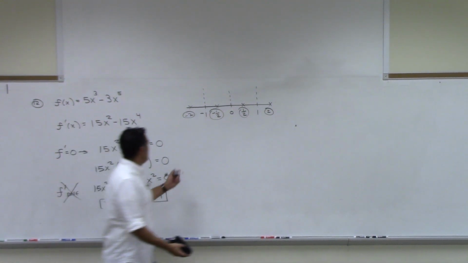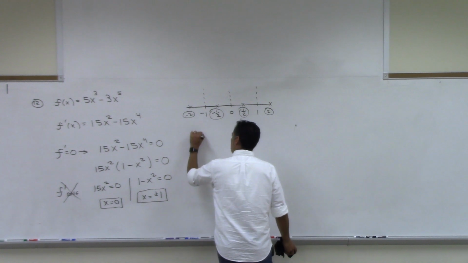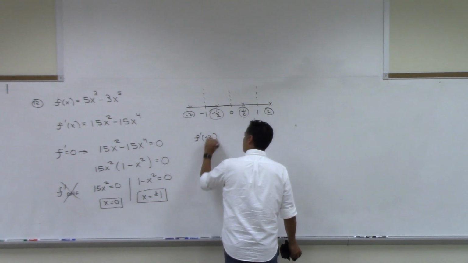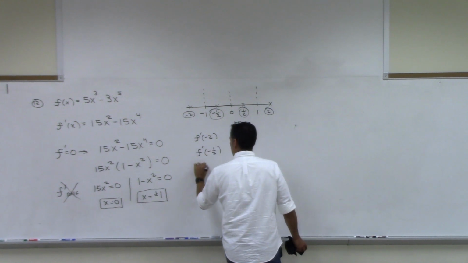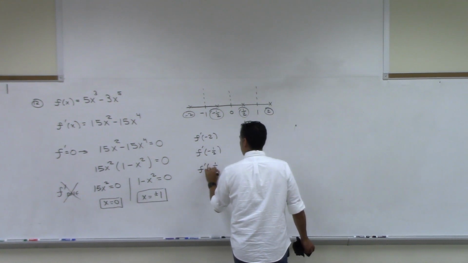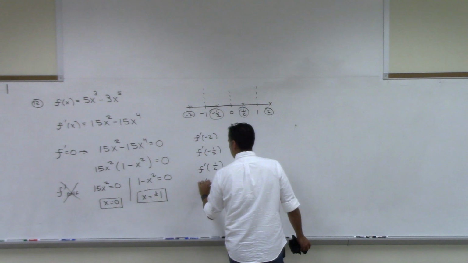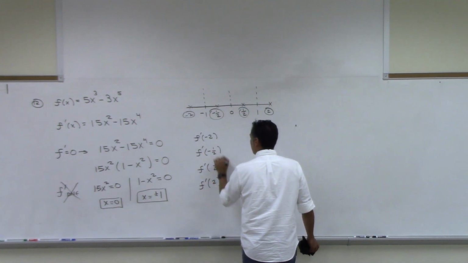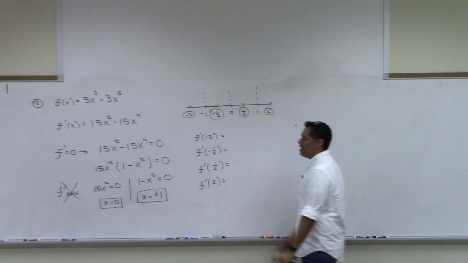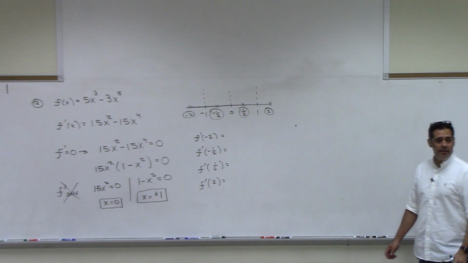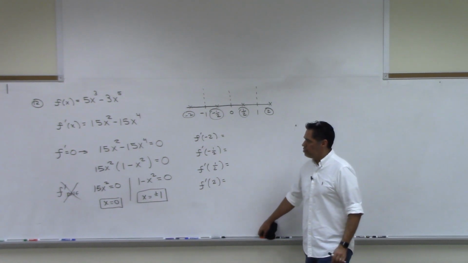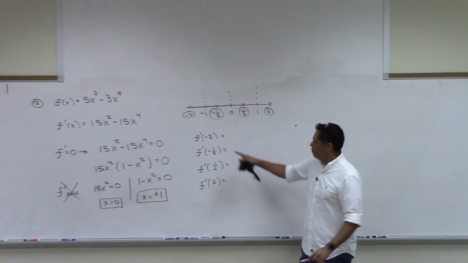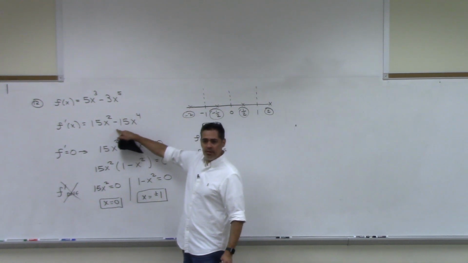So now I need to take these answers, plug them into the derivative: -2, -1/2, +1/2, and +2. And all I care about is whether this turns out to be positive or negative. Is it positive or negative? And there's actually a little shortcut. You could plug them into this.